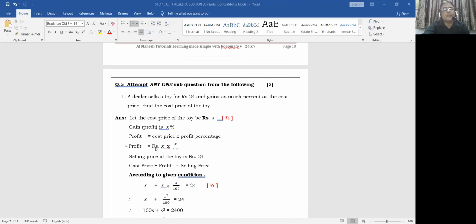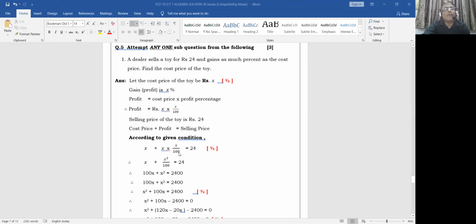That's the reason I have written rupees. So my profit will be X into X, X square upon 100. This is my profit, right? Okay. Now we know selling price is already given, which is 24. In the question it is given. Now we know one more relationship between cost price, selling price and the profit. Cost price plus profit will give me the selling price. Now what is cost price? We have taken X. Profit we just took, the one above, X into X upon 100. So I will take X into X upon 100. This is my profit, is equal to 24.